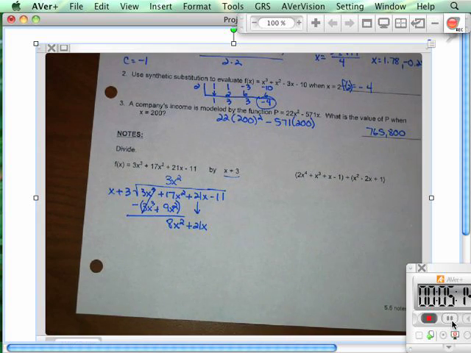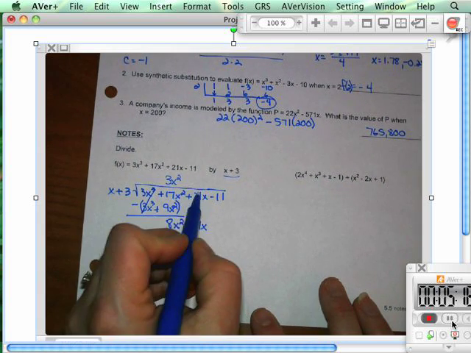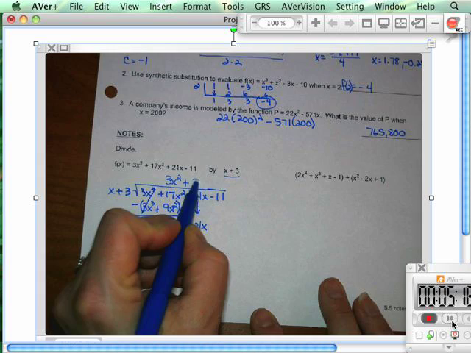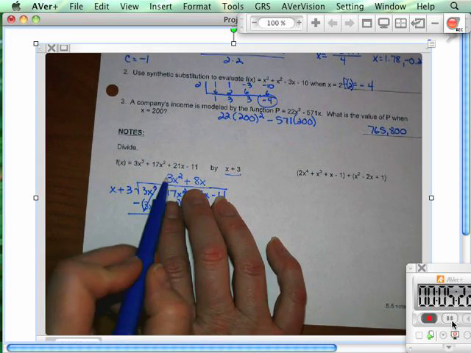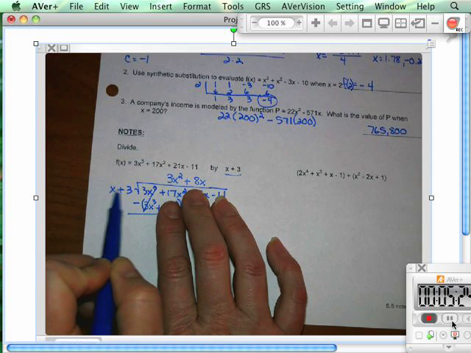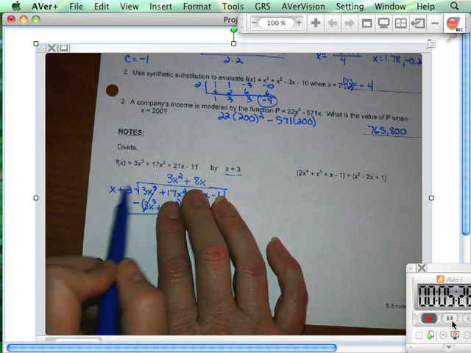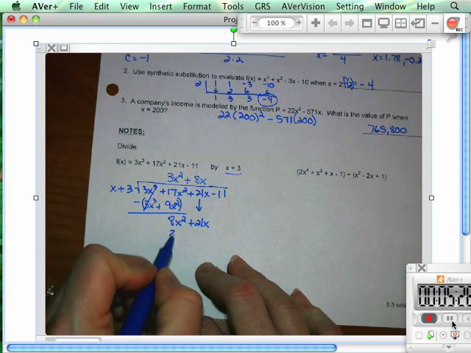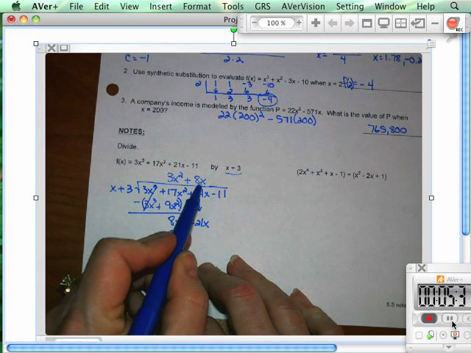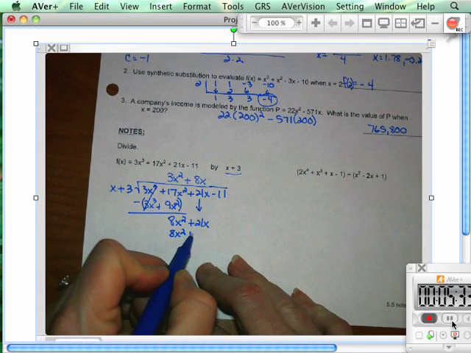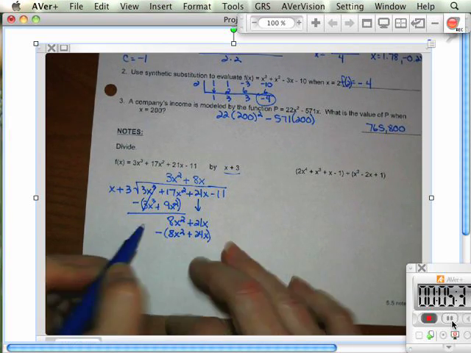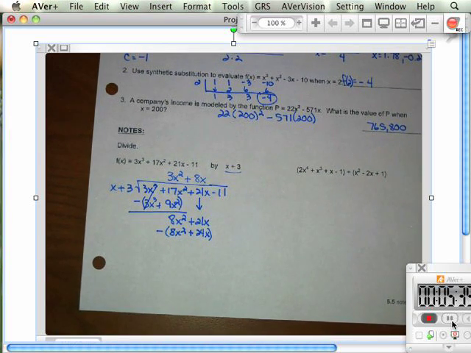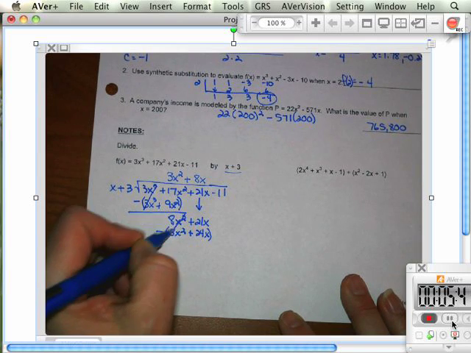So I'm going to do that. I'm going to write above my x term, plus 8x, and then I take the 8x and multiply it by both of the terms in here. So 8x times x is 8x squared. 8x times 3 is 24x. Put parentheses around there, and you're subtracting that whole thing from what's above it. And your goal is always to cancel that first term out.